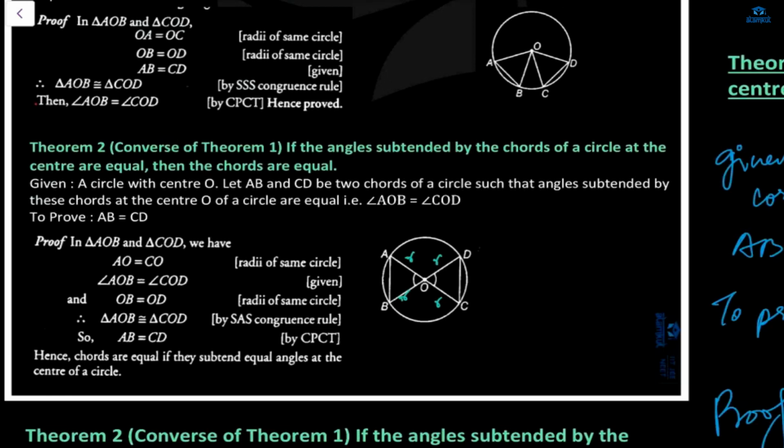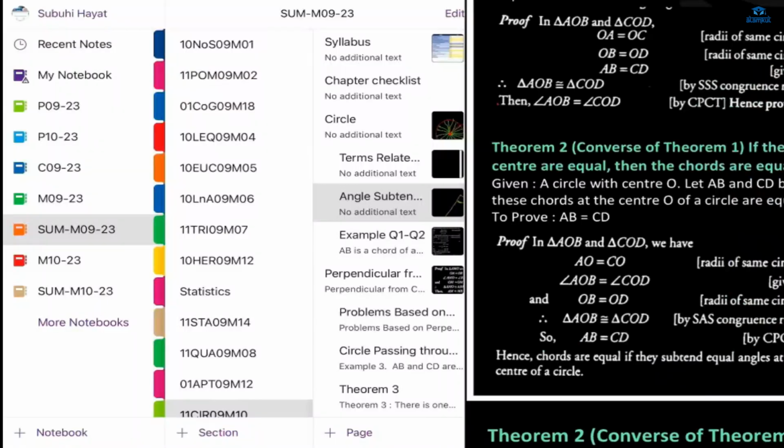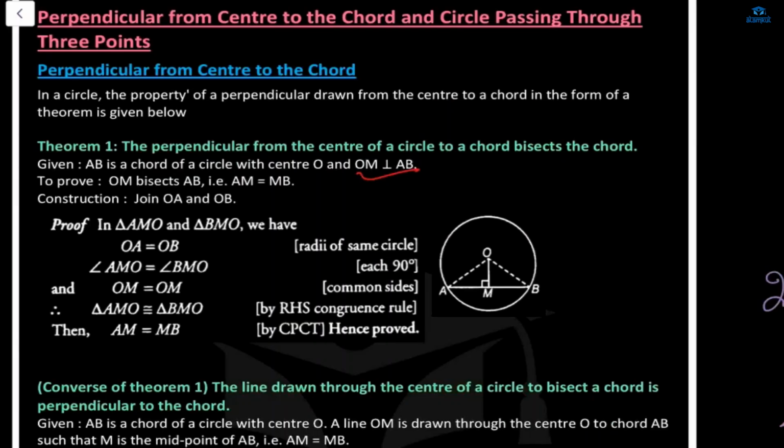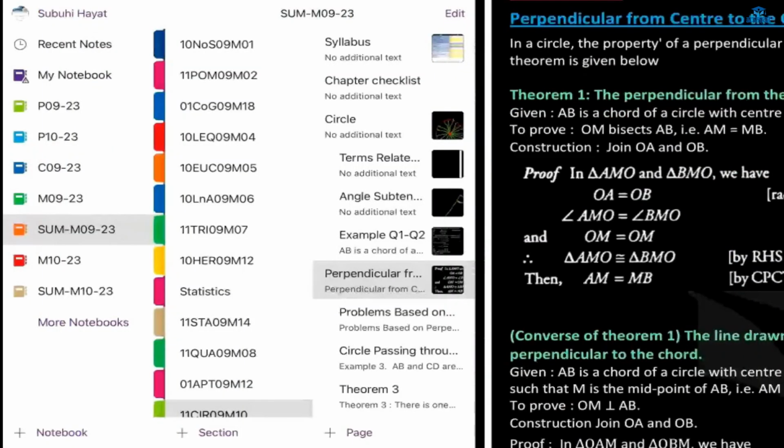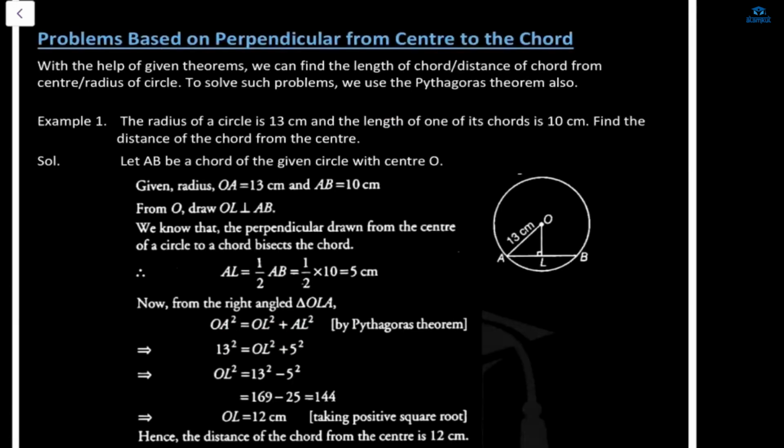Okay, so we have studied these two theorems, and here also we have studied two theorems. What are the theorems? The perpendicular from the center of the circle to a chord bisects the chord, and the converse, the line drawn through the center of a circle to bisect the chord is perpendicular to the chord. Now we are going to see problems based on these two theorems that I have just revised.